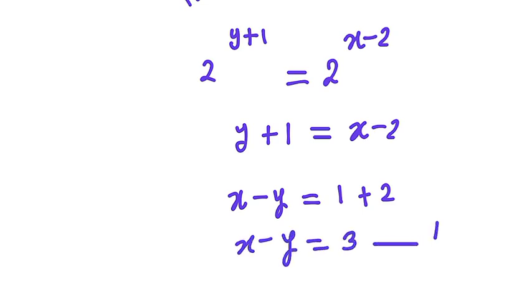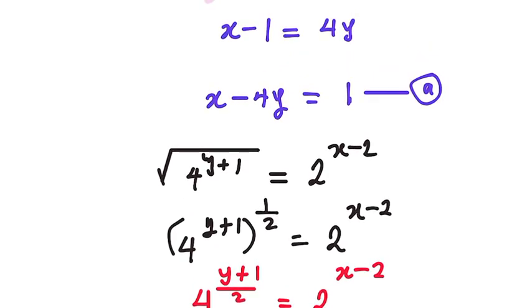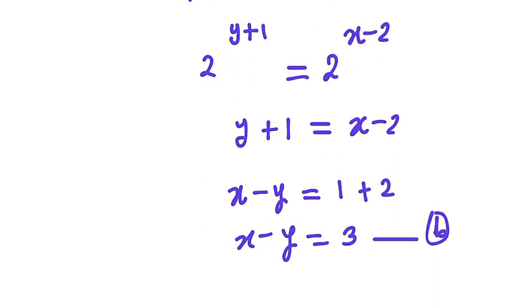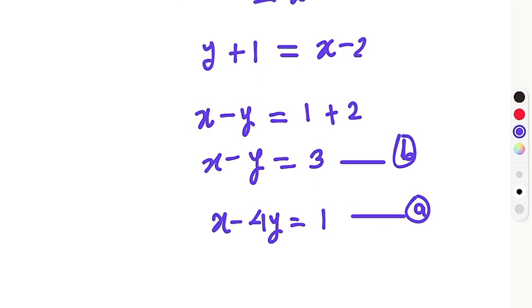Then we have this to be equation b. So let me go and bring the equation a. The equation a is x minus 4y equals 1. That is equation a. So now we are going to solve these two equations simultaneously.